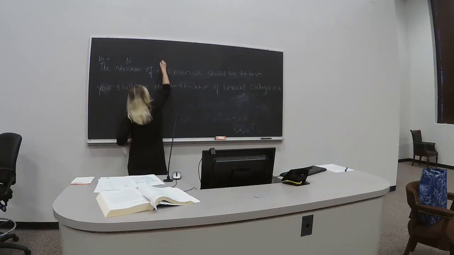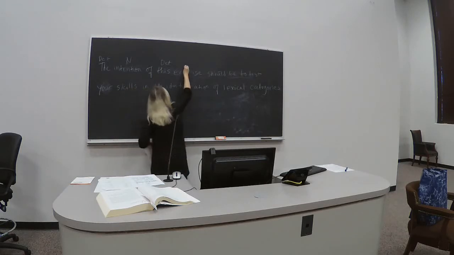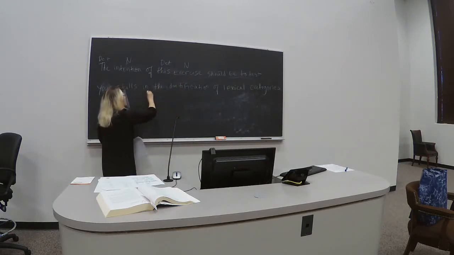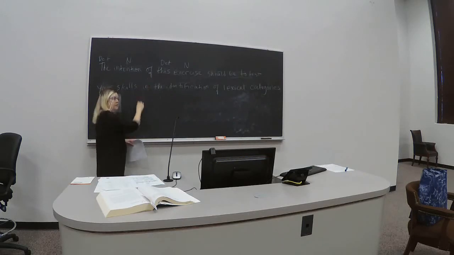Here's the determiner. So this is a determiner. This must be what? A noun. There could be an adjective in between, but now we don't have. Okay, so what we have is determiner plus noun. It's a noun phrase, so this is not another determiner.